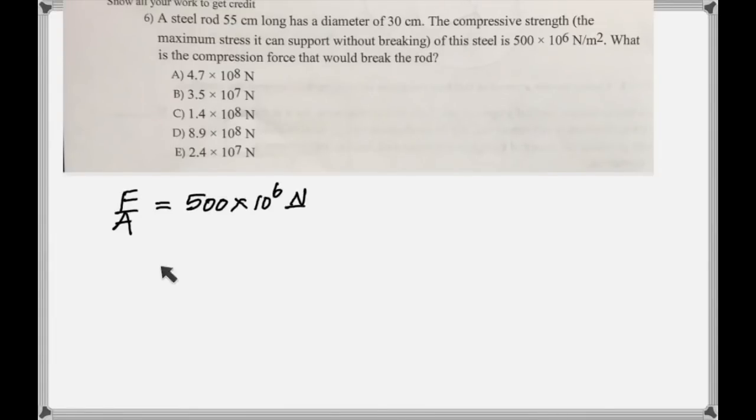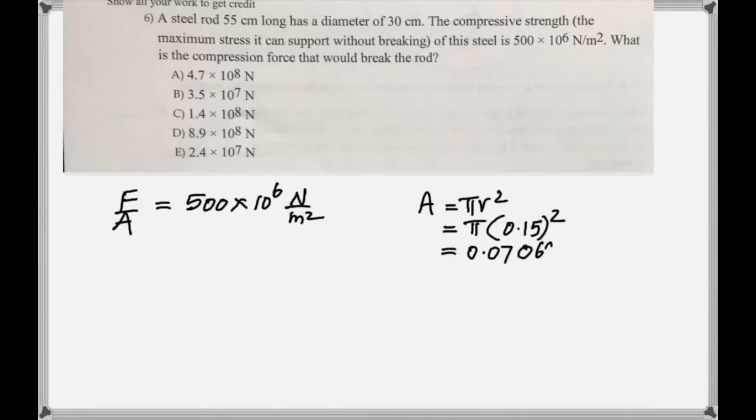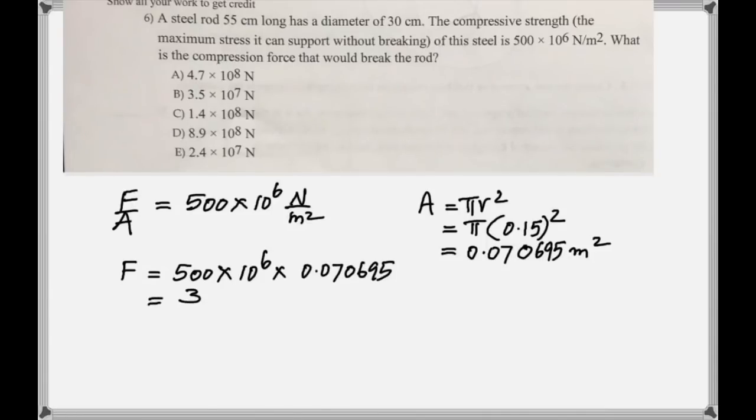The compressive strength is given here. We can calculate the area using pi r squared because the cross section is circular. And once you get that area, we can calculate the force, because force is nothing but F by A into area. And the answer is 3.53 times 10 to the 7 newtons.